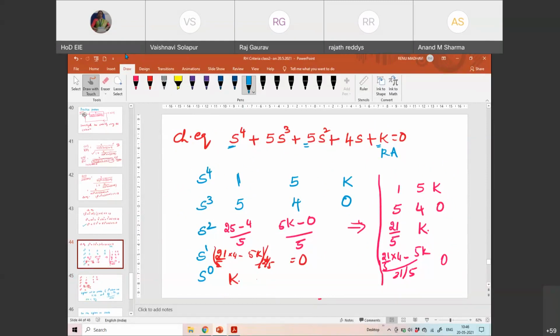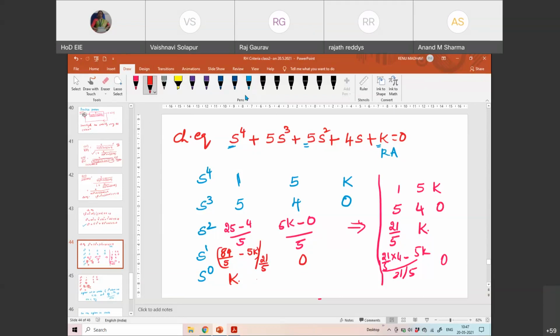Right? So now this is your 21 into 4 is 84 by 5, correct? Minus 5k, whole divided by 21 by 5. This is the structure of this.